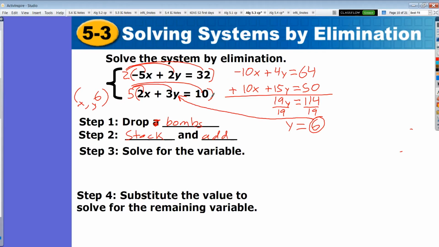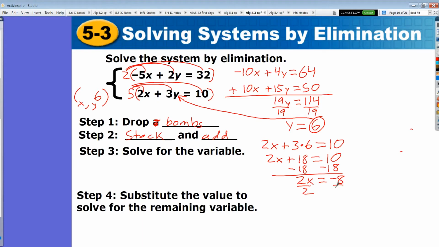So I'm going to rewrite this out with 6 in there. So now I got 2x plus 3 times 6 equals 10. All right, now I'm just going to go back to my chapter 1 steps and solve this equation for x. All right, cancel out the 18. You get 2x equals negative 8. Divide by 2, divide by 2. X is going to be negative 4. All right? So we'll put negative 4 right there.